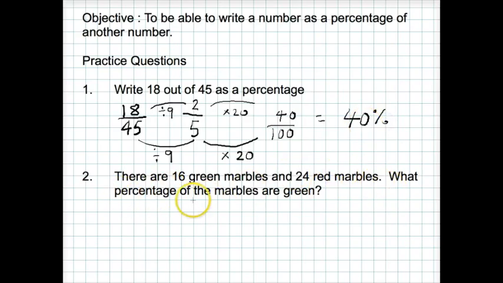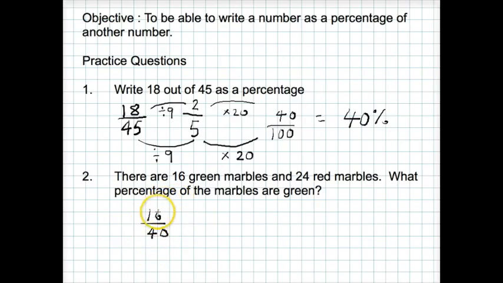Question 2 then. This time you've got to set up your fraction, so it's a more worded question. There are 16 green marbles and 24 red marbles. What percentage of the marbles are green? Well, we need to know this as a fraction. So it's 16 marbles out of a total of 40 marbles. Please don't make the common mistake of writing it 16 out of 24. It's out of the total of the marbles.